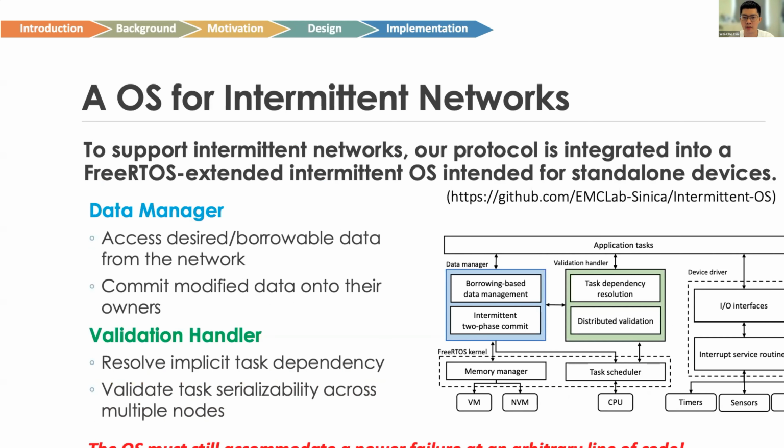Our protocol is integrated into a FreeRTOS extended intermittent operating system intended for standalone devices to support intermittent networks. There are two main components. The first one is a data manager, which is responsible for accessing desired or borrowable data objects from the network, and also commits the modified data onto their owners. The second one is the validation handler, which resolves the implicit task dependency and validates task serializability across multiple nodes. The operating system can accommodate power failure at an arbitrary line of code.